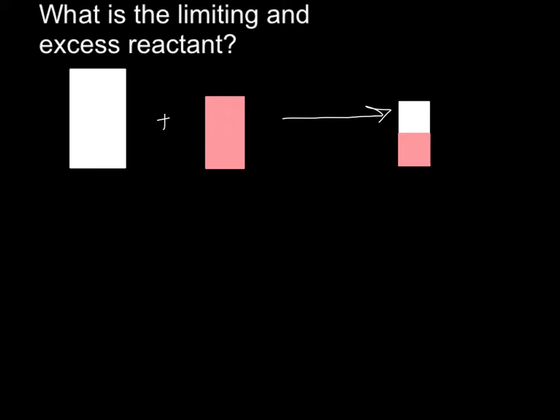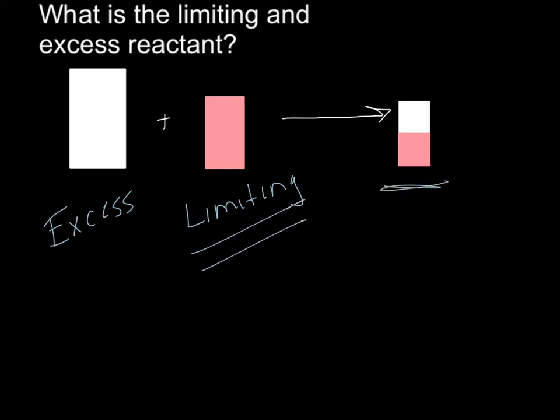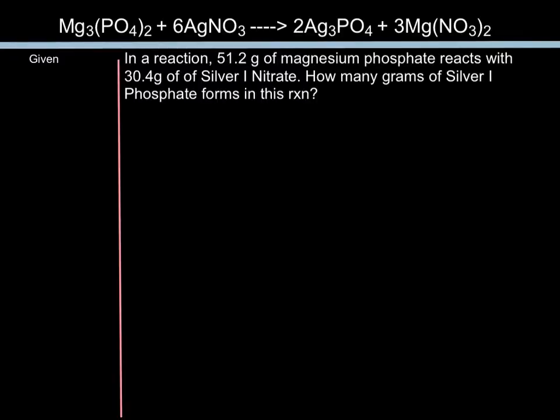So for this experiment here, we're going to go ahead and label this guy the excess, and this guy is our limiting. Okay, and the one that's going to dictate how much product is formed is the limiting reactant right here. Okay, so that's the basic understanding of what is the limiting and the excess reagent. So I'm going to go ahead and move over to the slide here, and we're going to go ahead and solve a problem.